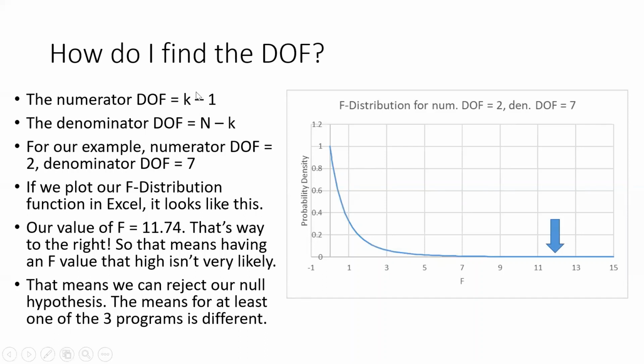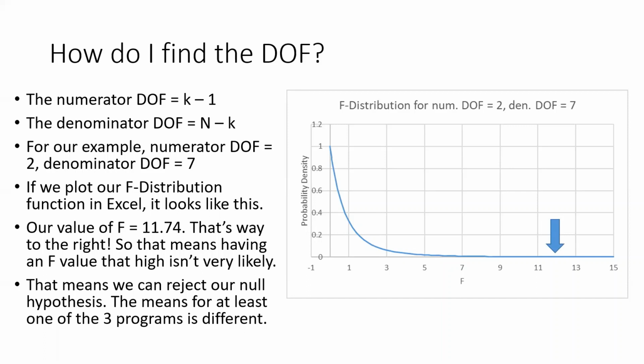The numerator degrees of freedom is k, the number of groups, minus 1. The denominator degrees of freedom is going to be n, the number of total samples, minus k, the number of groups. For our example, the degrees of freedom for the numerator, k minus 1, is going to be 3 minus 1, equal to 2. For our denominator degrees of freedom, we have n equal to 10, the total number of samples, minus k equal to 3, the number of groups, so that degree of freedom is 7 for our denominator.